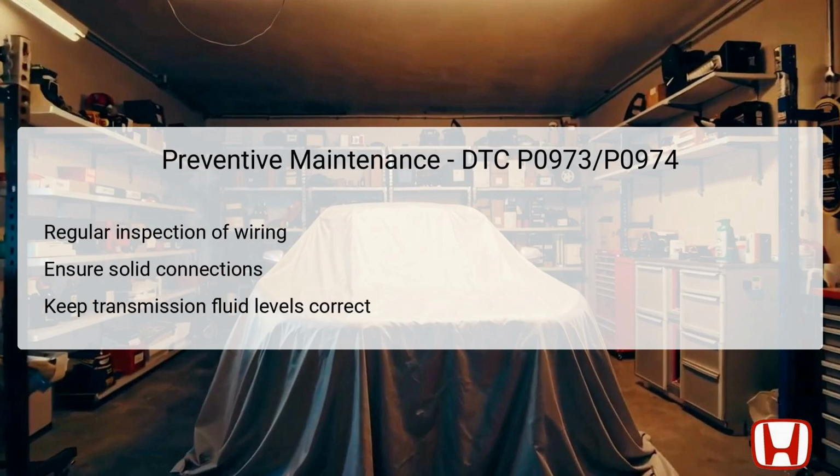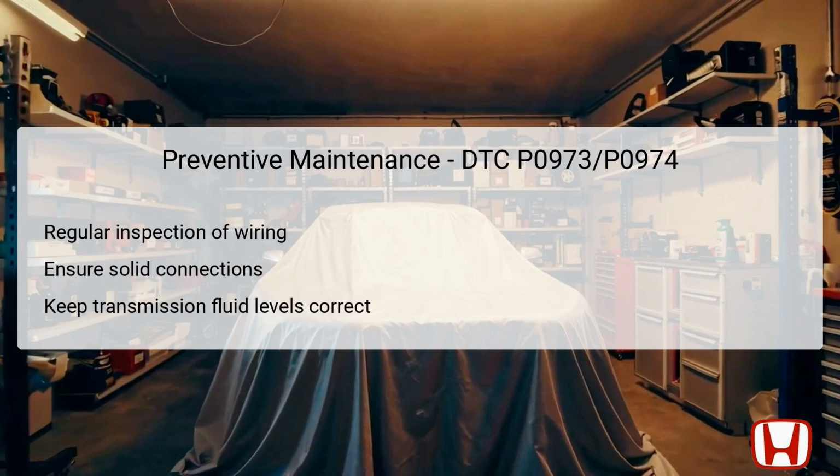Implementing preventive maintenance is essential to avoid future occurrences of DTC P0973 and P0974. Regularly inspecting electrical wiring associated with the shift solenoid valves can help identify any wear, corrosion, or loose connections before they escalate into more significant problems. It's also critical to ensure that all connector terminals are clean and securely fastened, as poor electrical connections are a common cause of signal issues.